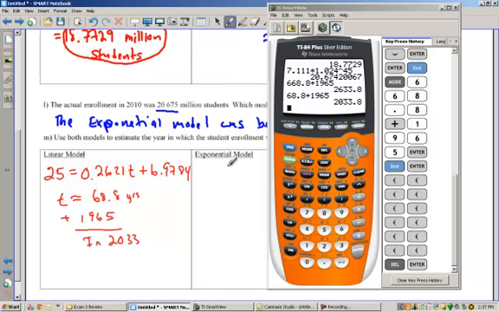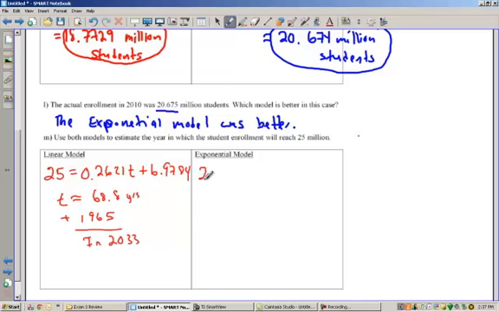All right, now I want to do the exponential model. So on the exponential model, same idea. I take 25, and I'm going to set it equal to the exponential formula. So 7.11 times 1.024 to the t. All right, to solve this one by hand, you're going to have to use logarithms. And since I want to avoid that, I'm just going to use my calculator.